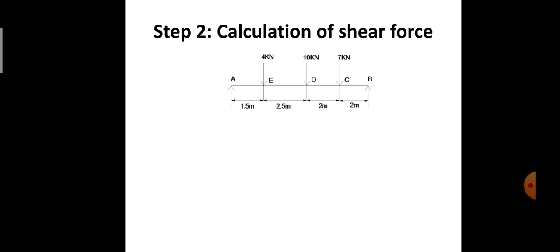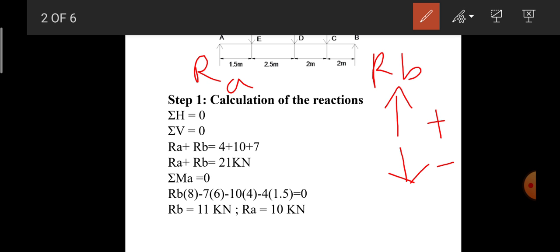Starting from point B, force into perpendicular distance. So RB into this distance. I am going from the right hand side. As per my sign convention, from the right hand side, anti-clockwise moments are taken as positive and clockwise moments are taken as negative. So RB into 8. It is an anti-clockwise moment, hence it is taken as positive.